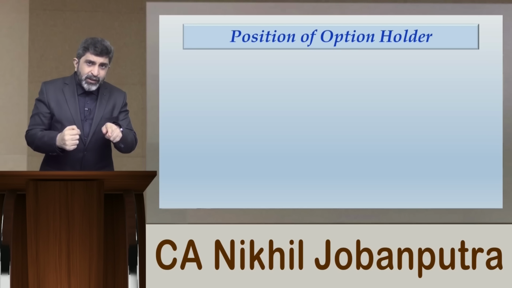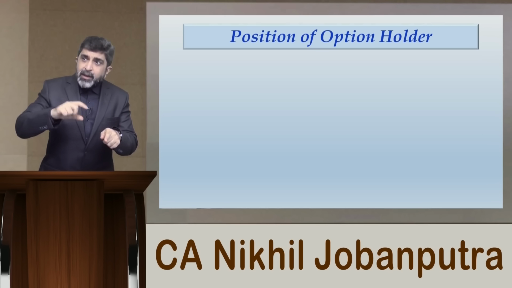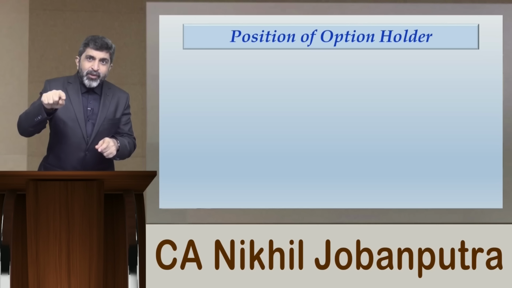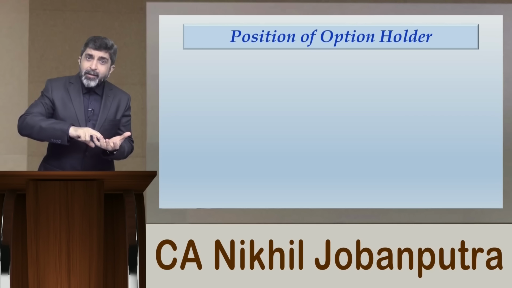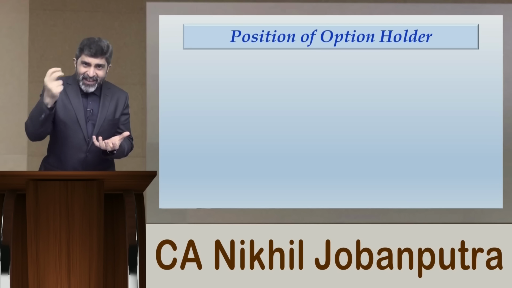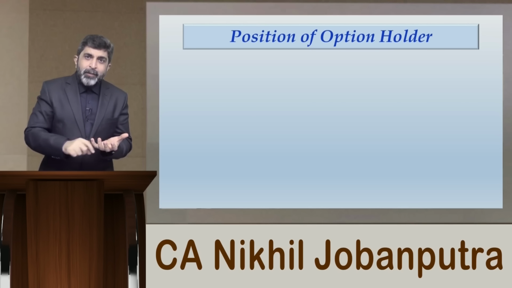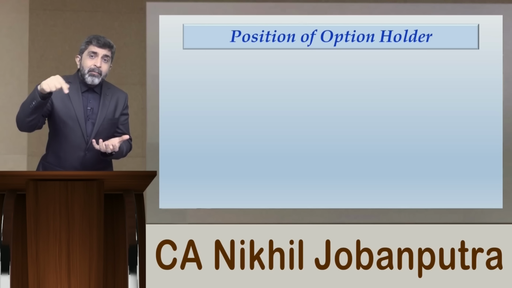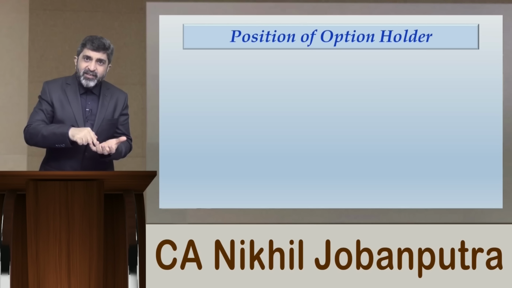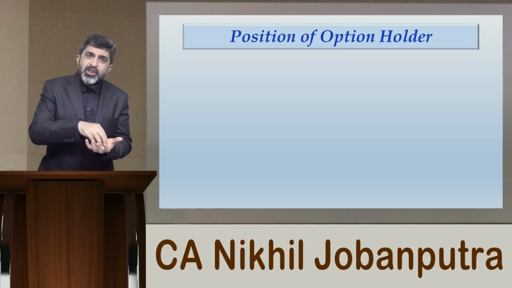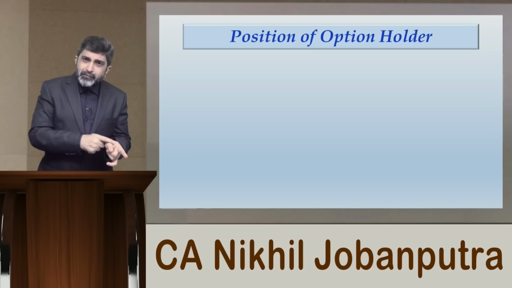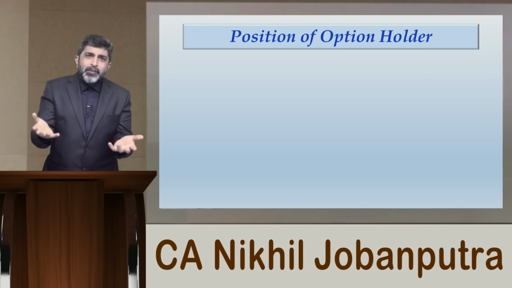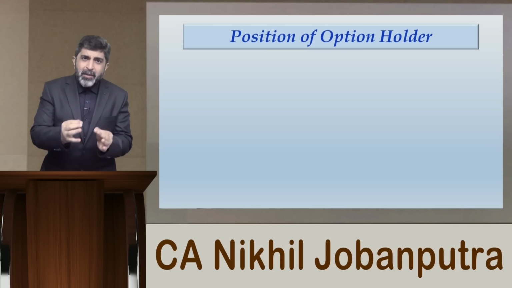If you are dealing with call option and the market price is greater than the exercise price, you will be finding that you are benefited on exercising the option as an option holder. So option holder's position will be in the money, but when the market price is lower than exercise price, option holder's position will be out of the money. And when market price and exercise price are at parity, option holder's position is at the money.